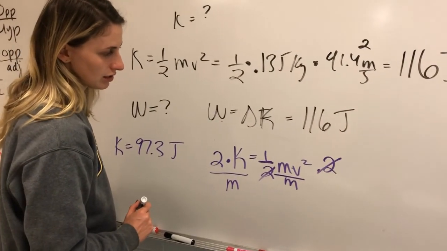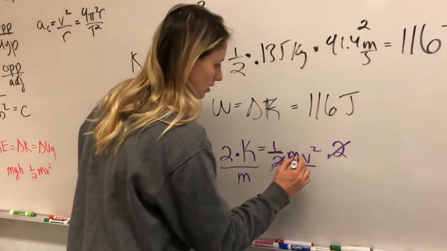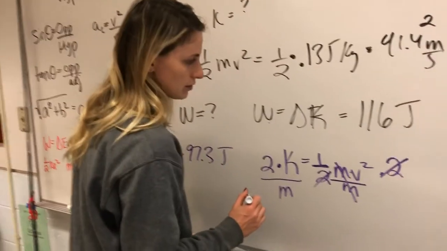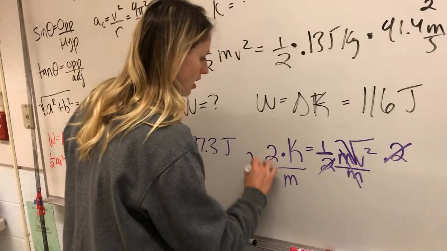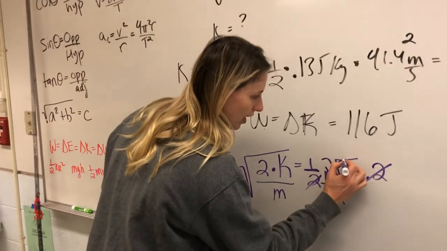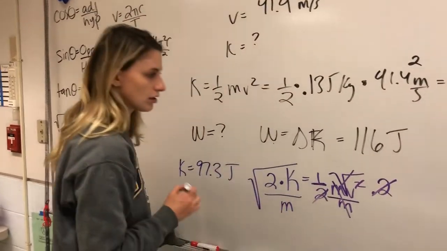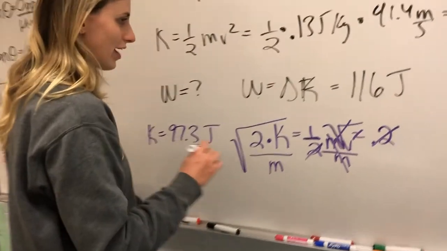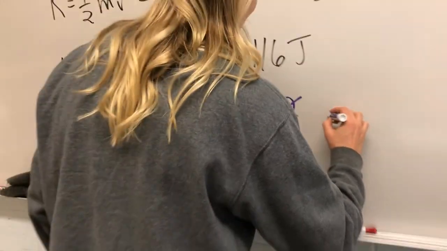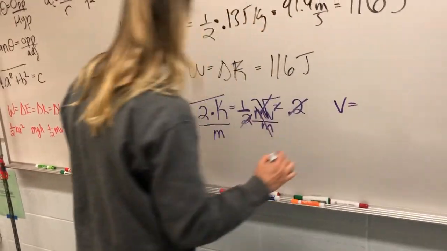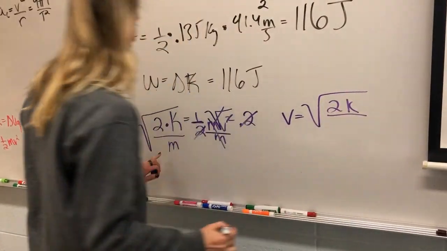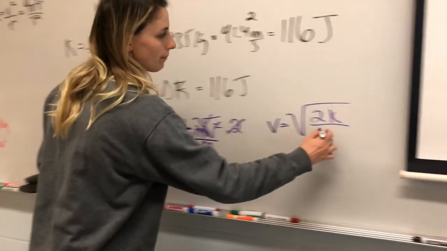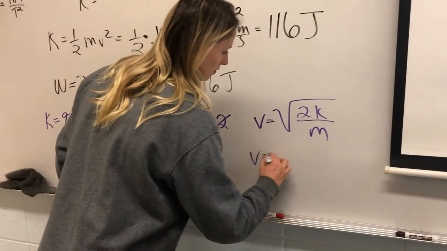We don't want the square of the velocity, so let's take the square root of both sides, which cancels out the squared. And that, believe it or not, is a velocity. So velocity equals the square root of 2 times the kinetic energy over the mass. Okay, let's plug this in.